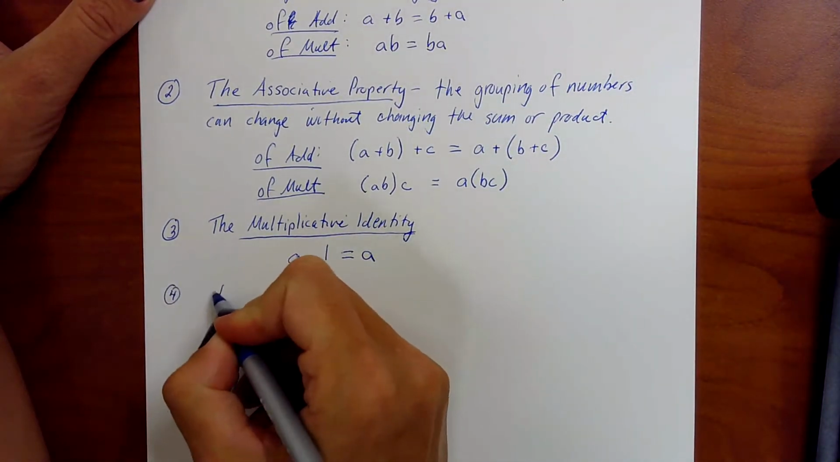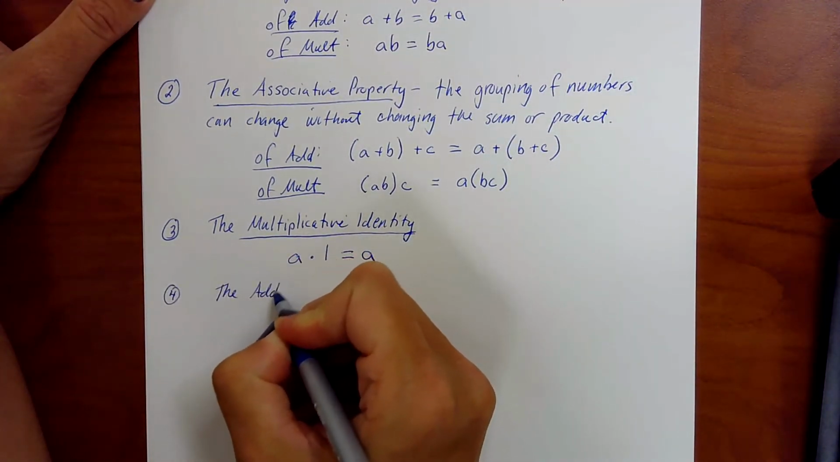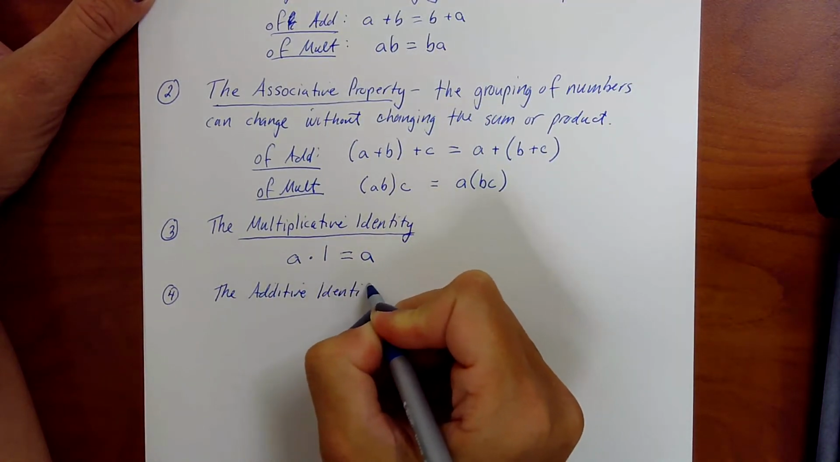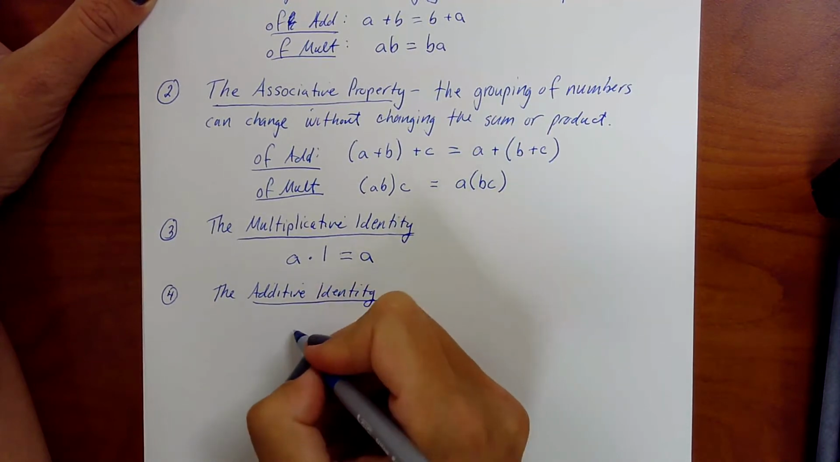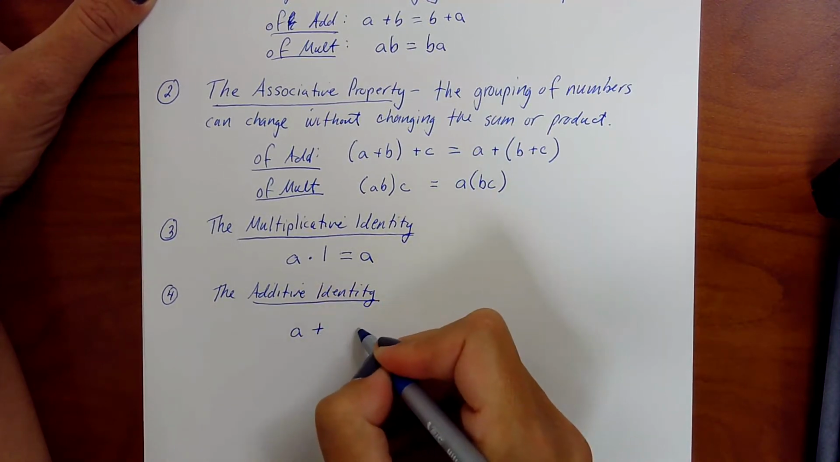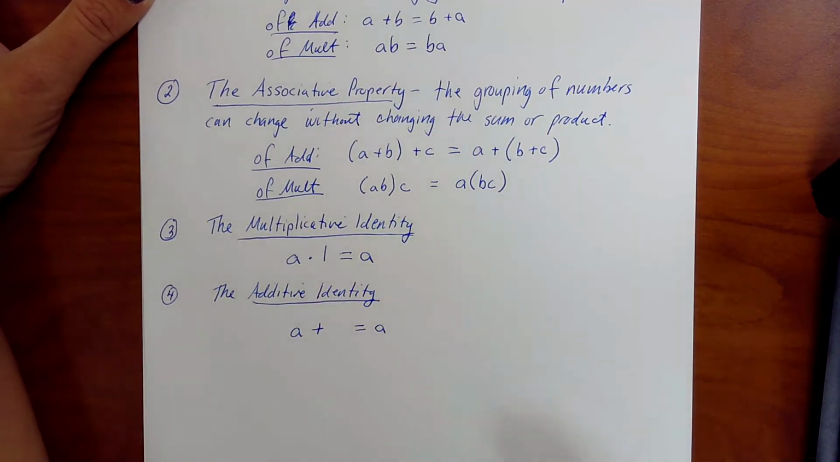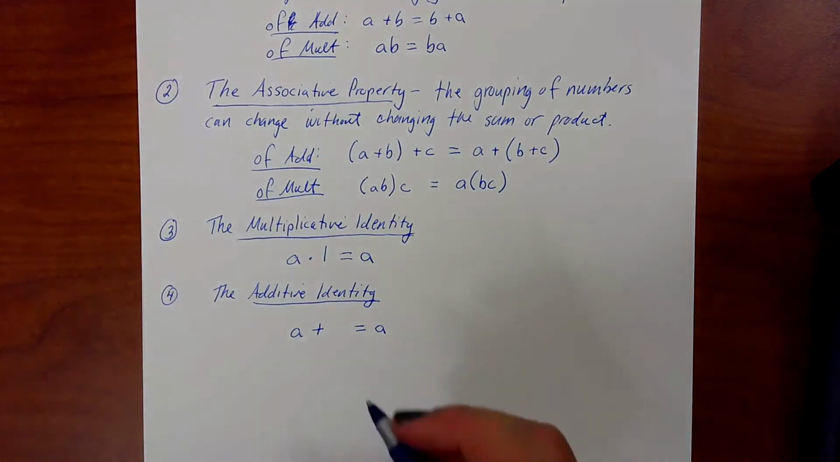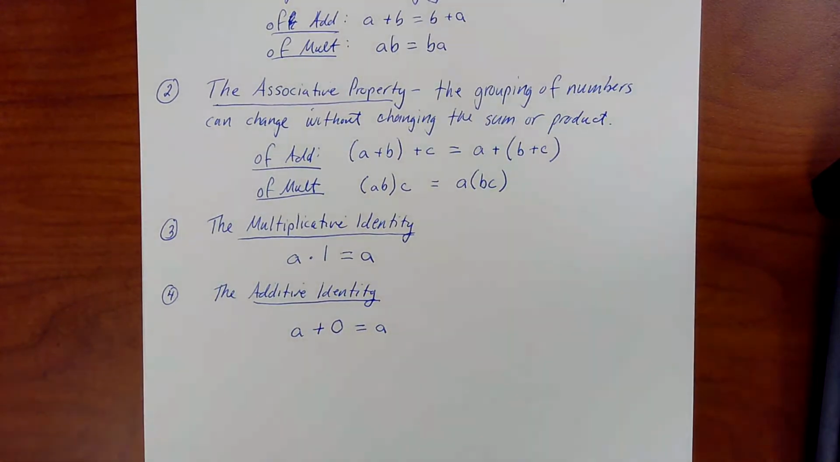And there is also the additive identity. Same logic here. You take something, you add something to it, and you get itself back. And I think you all know what that would be. Add a 0. All right, so those are the identities.